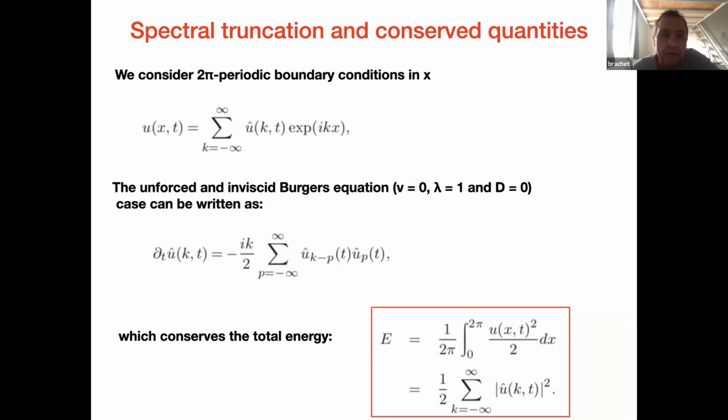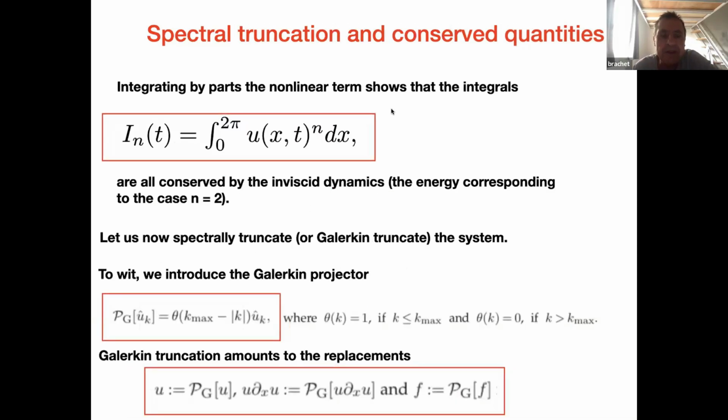If you consider 2 pi periodic boundary conditions in x, the velocity field you can fully expand like that. Then the inviscid Burgers equation turns into this equation for the Fourier coefficients, and this conserves the total energy. It's very easy to check. By the way, integrating by parts the nonlinear term, you see that in fact you have an infinite number of conserved integrals, and the energy corresponds to the case n equals 2.